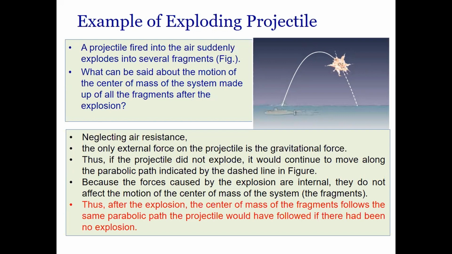To answer this question, we first of all neglect the resistance. The only external force on the projectile is the gravitational force, and gravity is in the downward direction. The velocity has horizontal and vertical components. And if the projectile never exploded, it would keep on tracing a parabola.